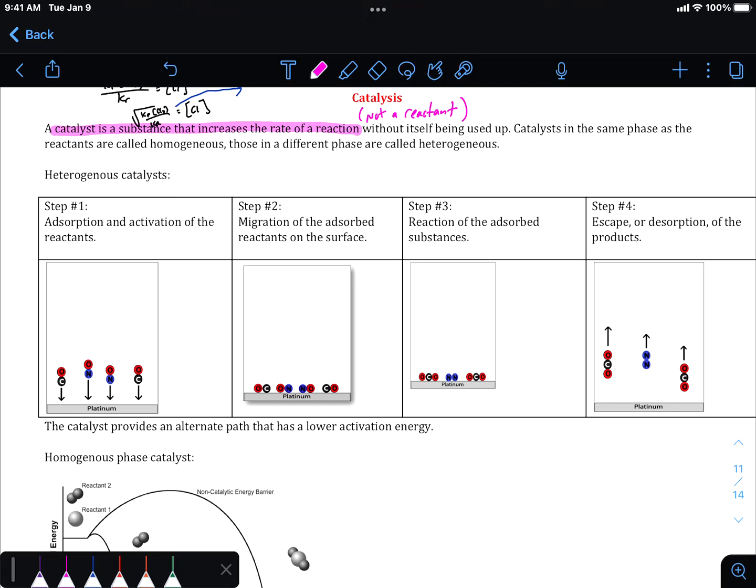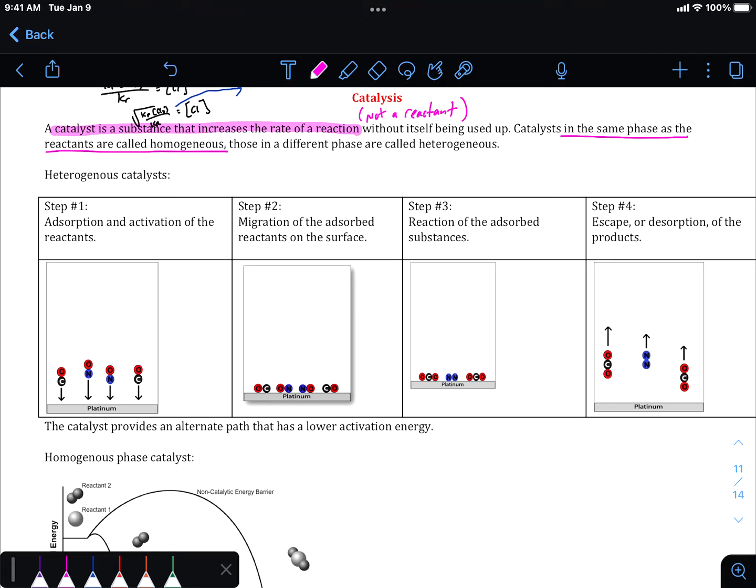There are two types of catalysts. Catalysts that are in the same phase as the reactants, those are called homogeneous catalysts. Okay, so like aqueous, if your reactants are aqueous, your catalyst is aqueous, you have what's called a homogeneous catalyst because it's in the same phase. Solid, liquid, gas, aqueous, okay?